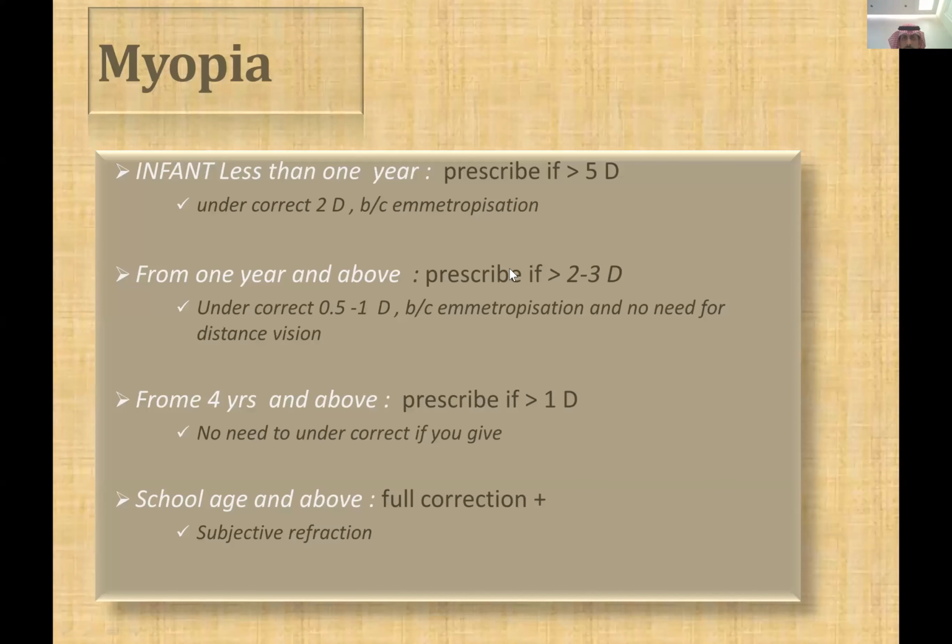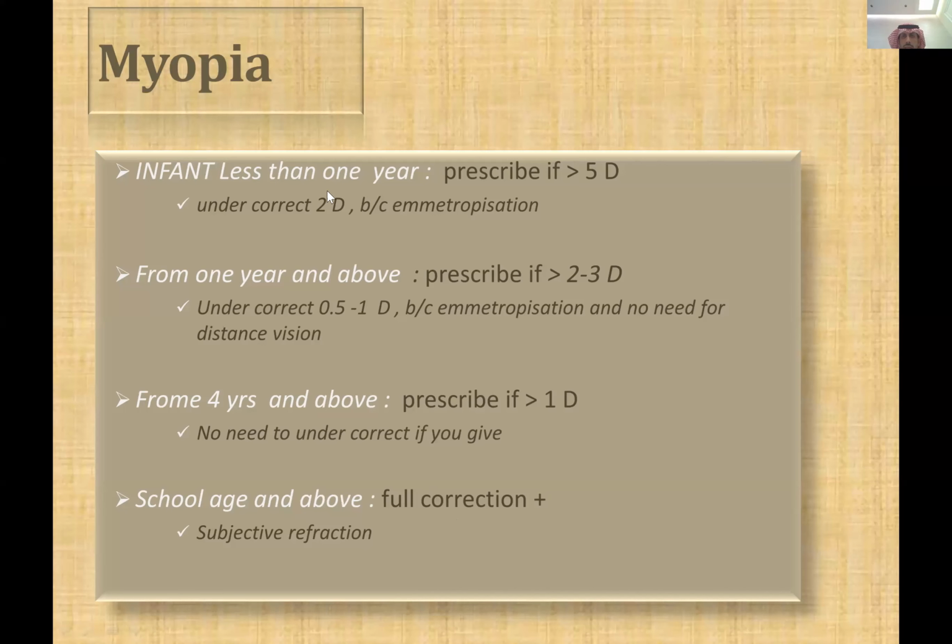From 1 year and above, prescribe if more than 2 to 3 diopter, undercorrect half to 1 diopter, again for chance of emmetropization and no need for distance vision. From 4 years and above, prescribe for more than 1 diopter, and no need to undercorrect if you decided to give the prescription. In school age, depend on subjective refraction, and also you need to give full correction because they need distance vision.